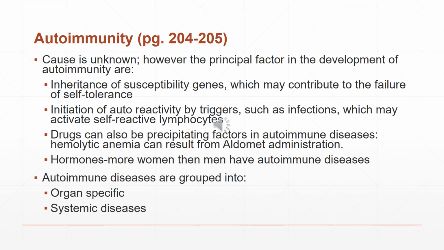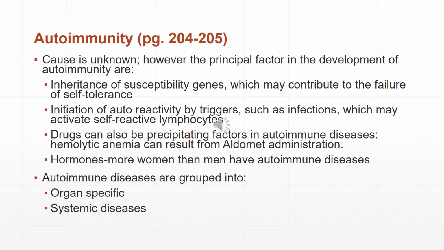The cause of autoimmune diseases is unknown. However, the principal factor in the development of autoimmunity is inheritance, which is the inheritance of susceptibility genes, which may contribute to the failure of self-tolerance, and initiation of autoreactivity by triggers such as infections, which may activate self-reactive lymphocytes. Drugs can also be precipitating factors in autoimmune diseases, such as hemolytic anemia, which can result from Aldomet administration.